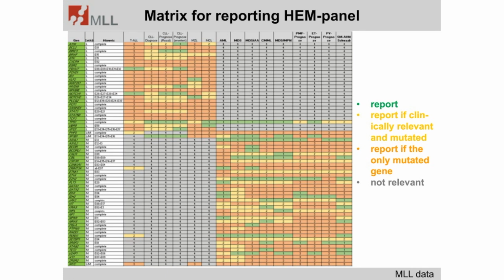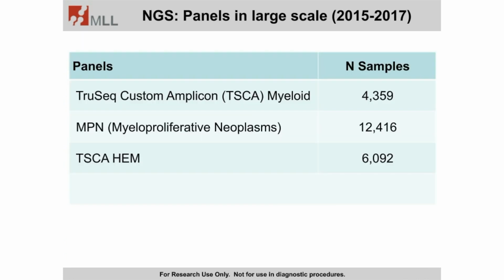We report if clinically relevant and mutated, the ones in yellow. We report in orange if they are the only mutated genes, and we will not report if it's not relevant for the question and that was only wild type. That means that we have a more or less completely automated preparation of the report, and the molecular biologists and the bioinformaticians have to go through it to finalize it.